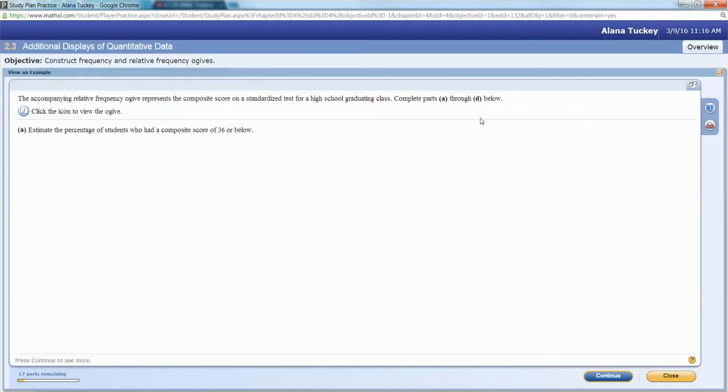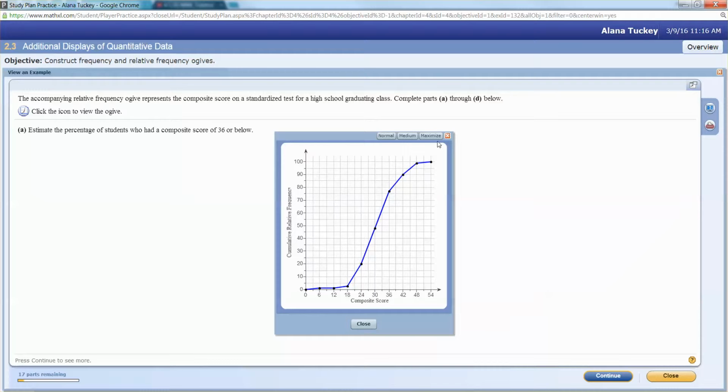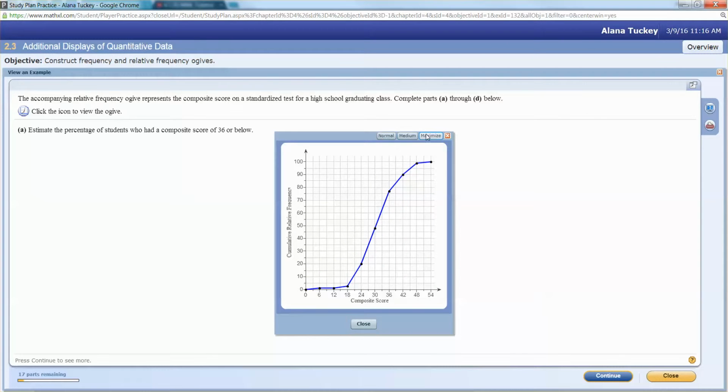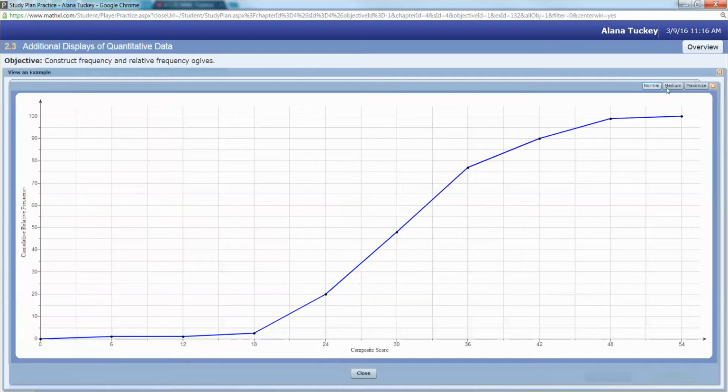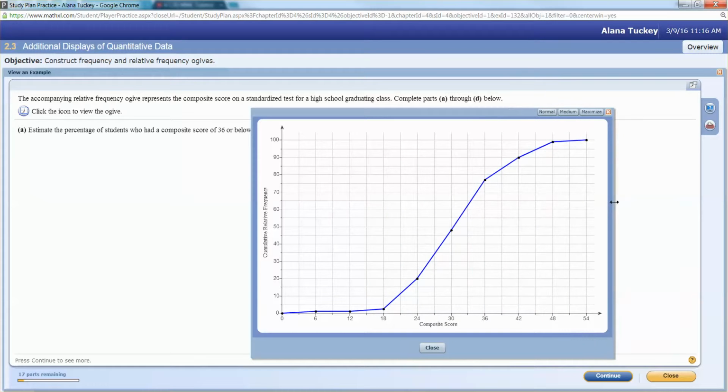The accompanying relative frequency ogive represents the composite score on a standardized test for a high school graduating class, say like the ACTs or something like that. So we want to look at this graph, and it's kind of small. So I clicked on the little magnifying glass, and I'm going to make it larger by pressing maximize, or I could press medium if maximize is a little too big. And you can always move your cursor to the right side or the left side and drag it to be the size that you want, at least left and right.